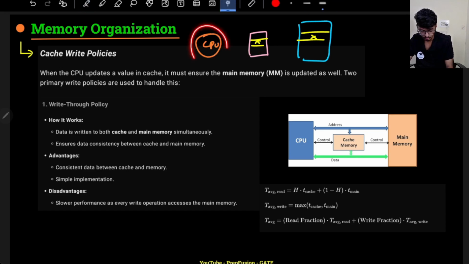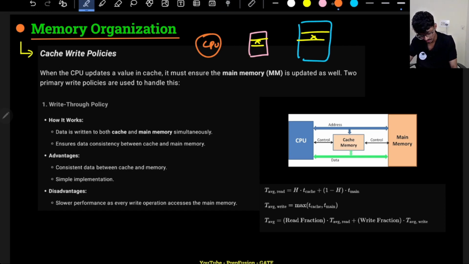So my CPU actually now wants a certain thing. The CPU tells that actually I need to update this value. It can happen, right? So let's say previously this location used to show the addition of two things. Now the values have changed, so the addition will also change. So I want to update this value from x to y.